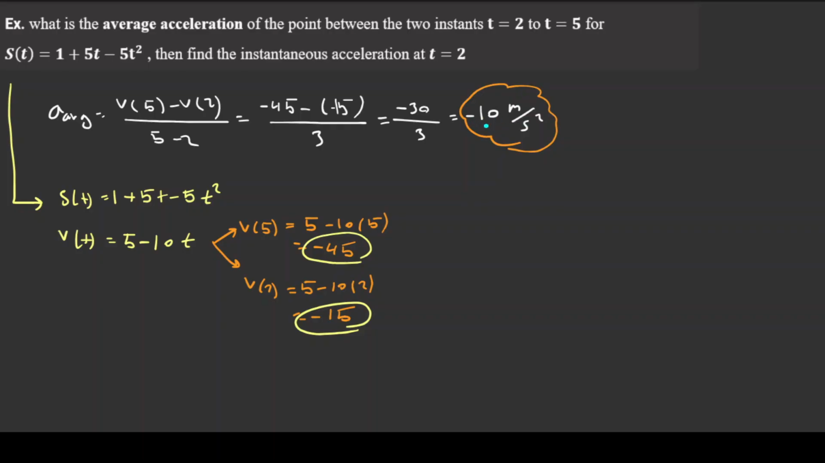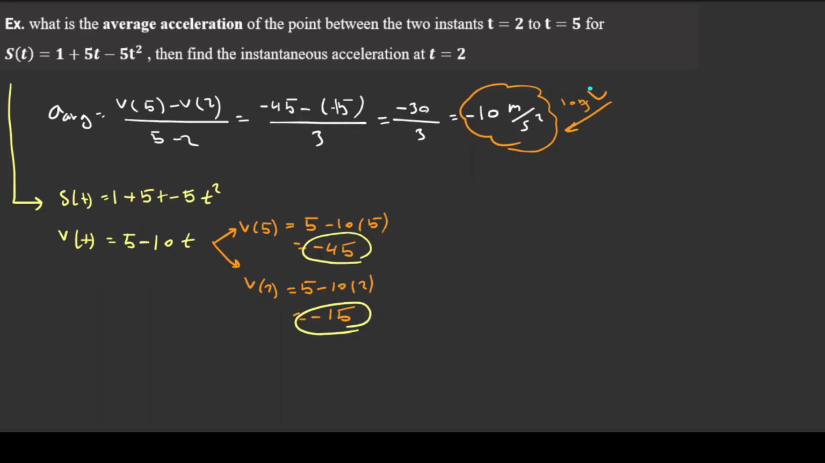Because it's negative, it means velocity is decreasing. When acceleration, or the second derivative, is negative, it means the first derivative is decreasing. So when acceleration is negative, it means velocity is decreasing, by an average of 10 meter per second. That was the average acceleration.